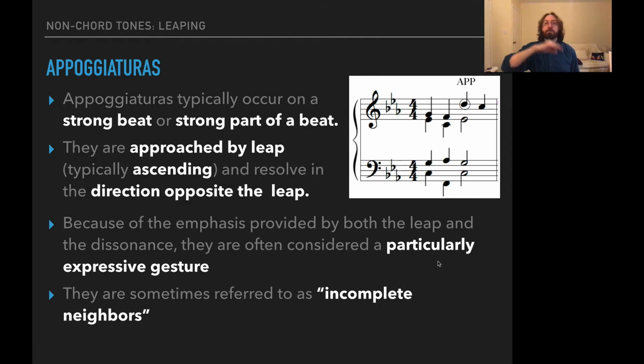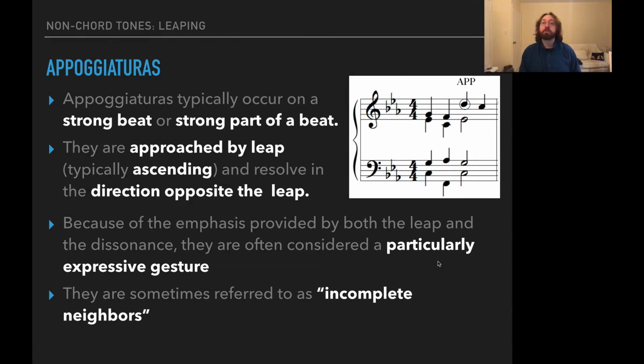In this case, we are approaching the note by leap and resolving it by step. Frequently, this is going to be an ascending leap. Here is a little example where that melodic line has that leapt dissonance in the uppermost voice. Because of the emphasis provided by both the leap and the dissonances, appoggiaturas are often considered a particularly expressive gesture.